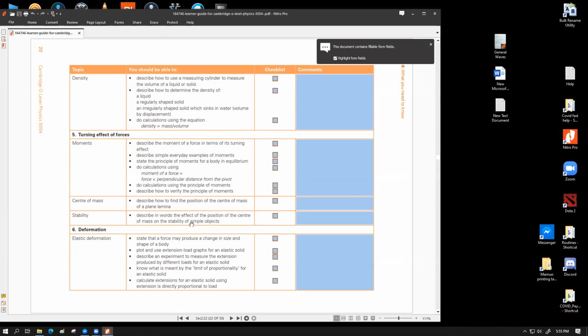Describe in words the effect of the position of the center of mass. This is an experiment: describe how to find the position of the center of mass of a plane lamina. Describe in words the effect of the position of the center of mass on the stability of a simple object. So we're going to cover all of this and some relevant examples and some explanation that goes with this chapter, further beyond the scope of this discussion. I'll be picking up those as well.